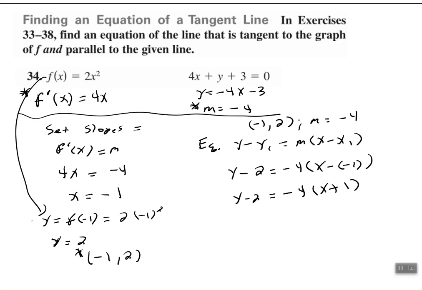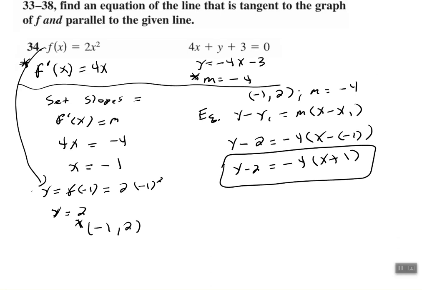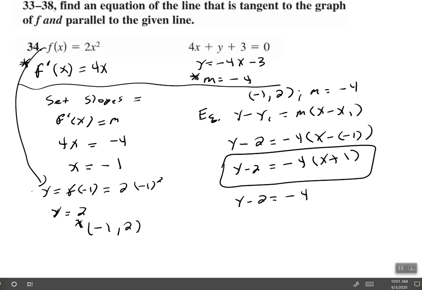So minus -1 makes x plus 1. And if you were able to leave it in point slope form, that's that. If they want it in slope intercept form, then you need to distribute and move the -2 over. That's point slope where I just boxed it in.